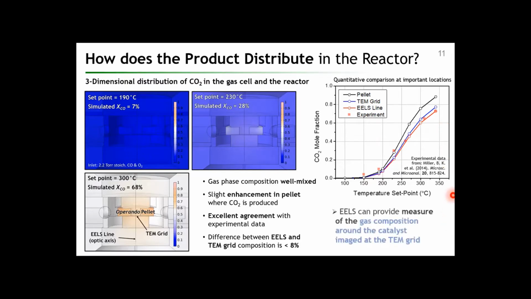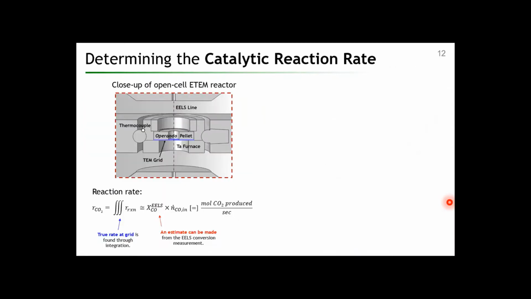So this tells us that EELS can provide an accurate measure of the gas composition surrounding the catalyst that's imaged on the TEM grid. Then we can take this a step further and actually look at the catalytic reaction rate. You can determine the rate through integration in the model, and then you can also estimate the rate using the conversion and knowledge about how much reactant is going in.